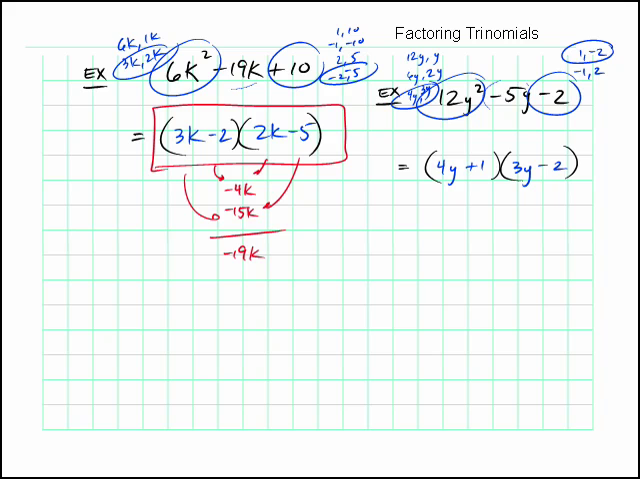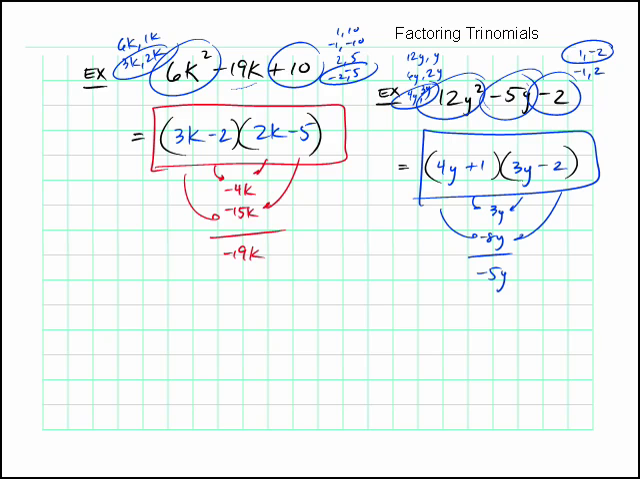I'm going to check. That's 3y. This times this is negative 8y. Add that together and you do get the correct middle term, negative 5y. See, there it is right there. So there's my correct factorization. Let's try one or two more of these.